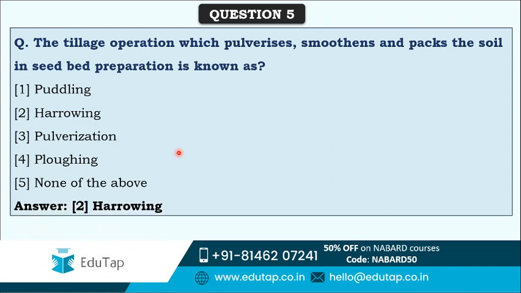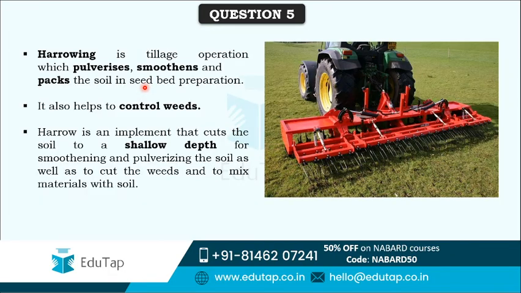Correct answer is option second, that is harrowing. So harrowing is the kind of tillage operation which pulverizes, smoothens and packs the soil in seed bed preparation. So what is harrowing? Let's know about that. So harrowing is a kind of tillage operation as given in the question, and it pulverizes, smoothens and packs the soil in seed bed preparation.